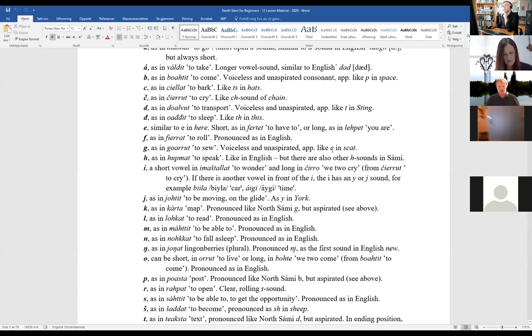I wrote here like k in scat or c in scat, cat. Get quarrot. This is also similar to the K sound, G and K. Those letters, sometimes you use the K and sometimes you use the G. They are in the same area and they are connected. And then we have ho, as in hopmat. Hopmat, to speak.